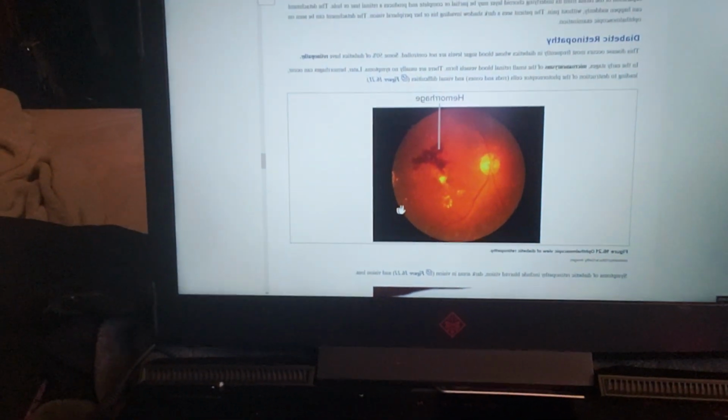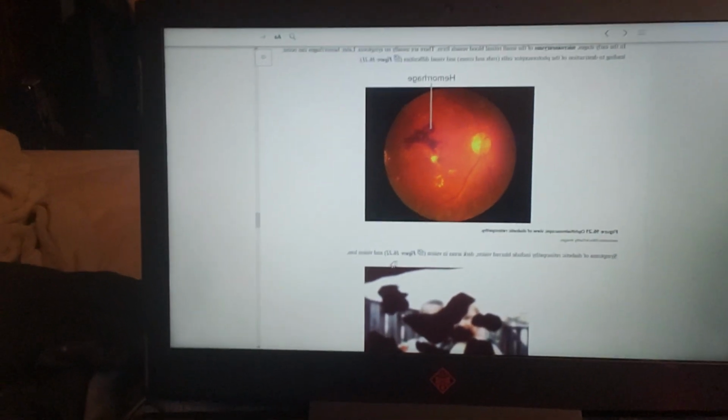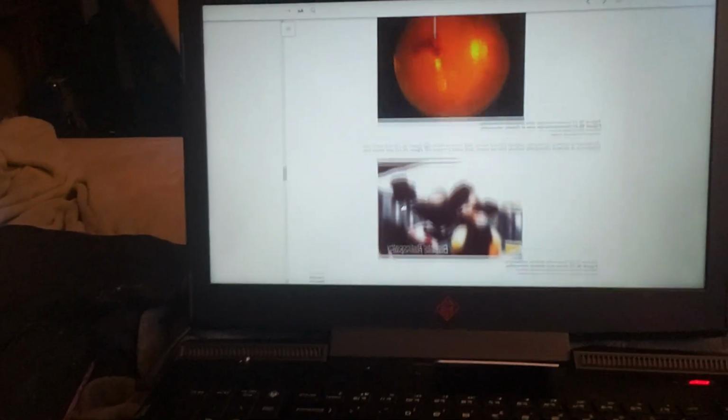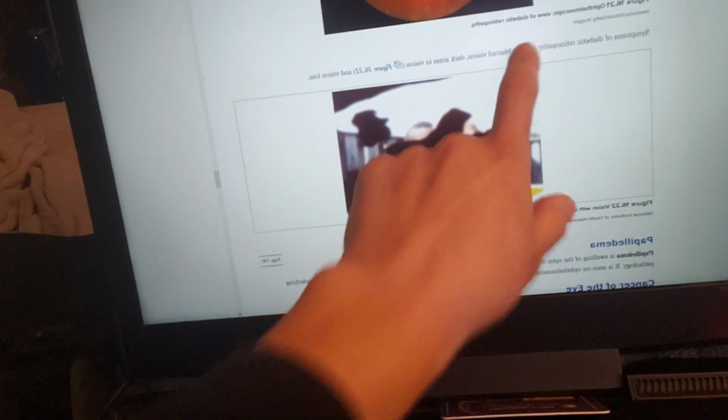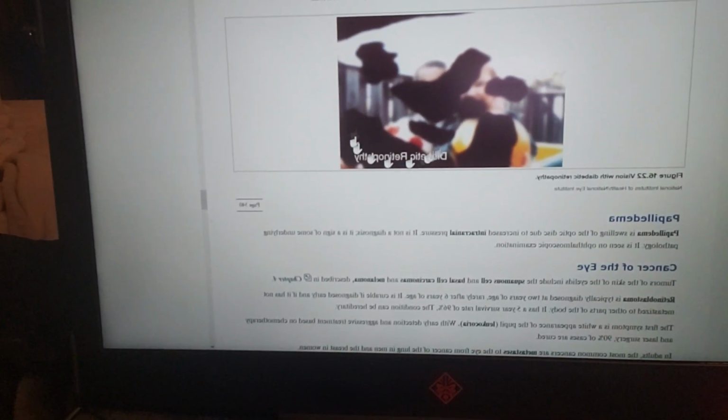Diabetic retinopathy. This disease occurs most frequently in diabetics whose blood sugar levels are not controlled. Some 50% of diabetics have retinopathy. In the early stages, microaneurysms of the small retinal blood vessels form. There are usually no symptoms. Later, hemorrhages can occur, leading to destruction of the photoreceptor cells, rods and cones, and visual difficulties. Symptoms of diabetic retinopathy include blurred vision, dark areas of vision, and vision loss. Vision with diabetic retinopathy.